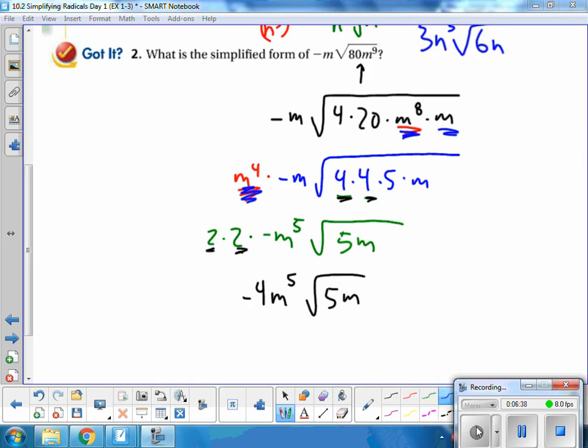So really, I'm going to take my exponent of an even number and cut it in half. That's really what I'm doing here. So I combined my like terms. I factored out the 2 4s, get my 2's, and combined all my like terms and brought it together, and I end up with negative 4m to the 5th times the square root of 5m.